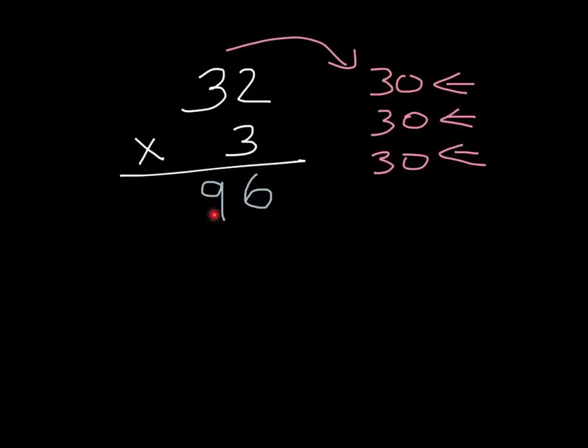And when we put that 9 right here in the tens place, that takes care of itself, because since this 9 is in the tens place, its value is actually 90. So we multiplied 2 times 3 and we got 6. We multiplied 3 times 3 and we got 9, but it actually represents the value of 90. And altogether, 32 times 3 gives us a product of 96.